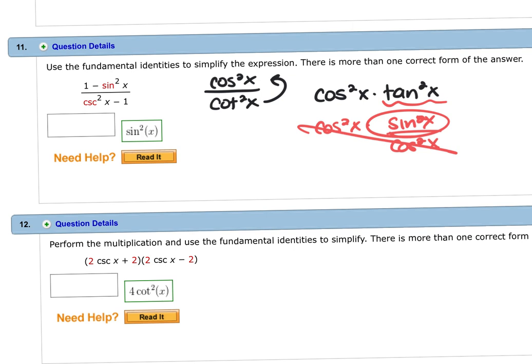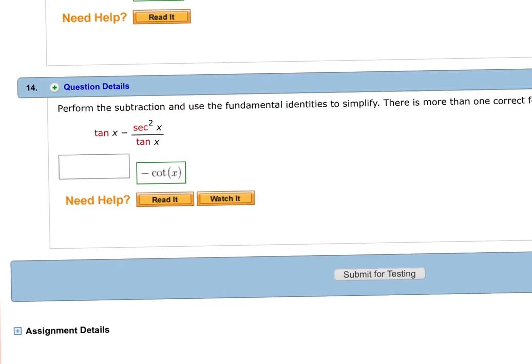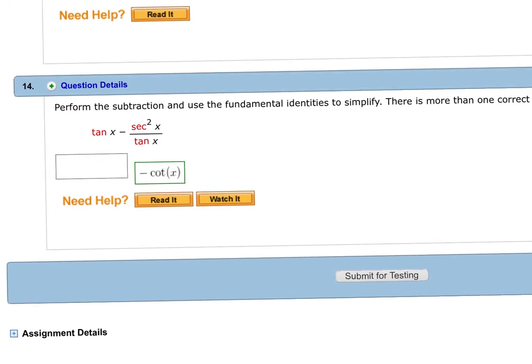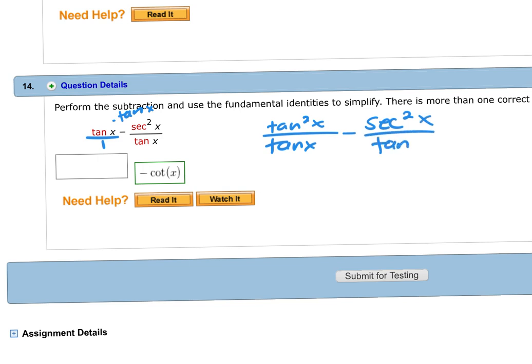And then question 14. I got to the part where it's tan squared x minus secant squared x. So you give them a like denominator? Yeah, over tan. Okay, so this would be tan squared x over tan x minus secant squared x over tan x. And then they're both over tan x, so you combine them. I understand that tan squared x minus secant squared x equals 1.